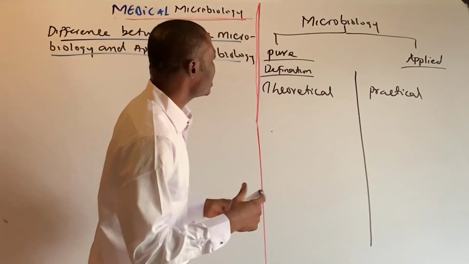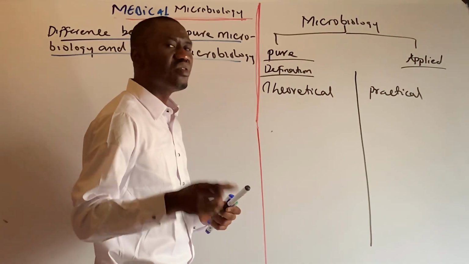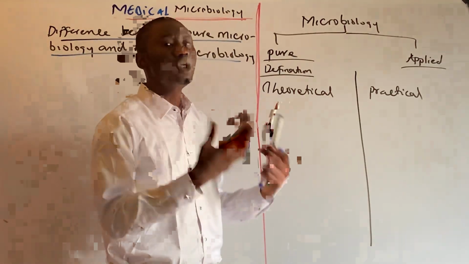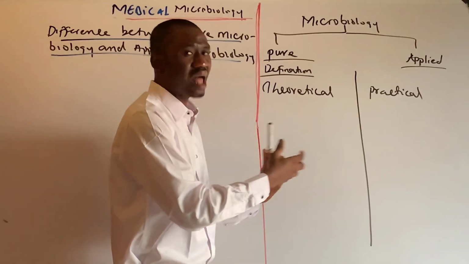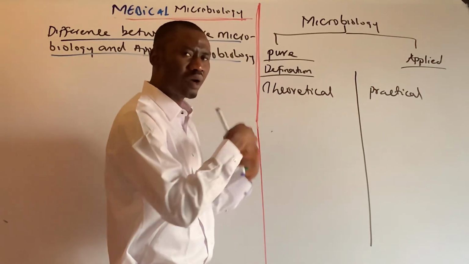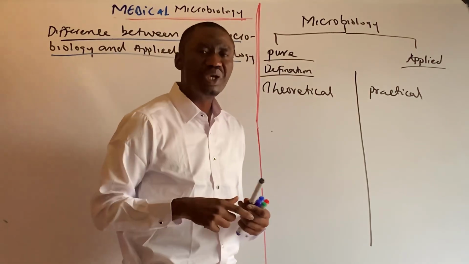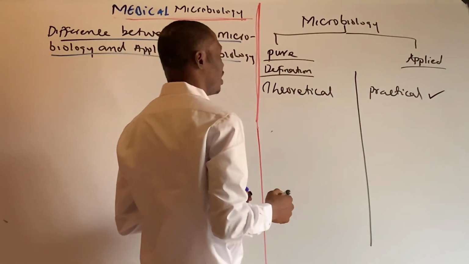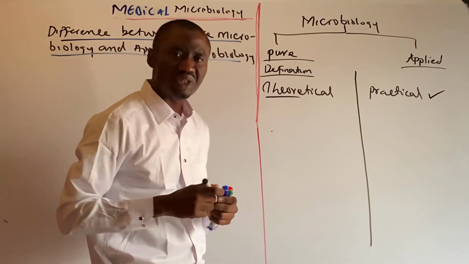Now, applied or practical microbiology is simply the aspect of microbiology that focuses on using the knowledge and concepts gotten from pure microbiology to solve real-world problems. That's why we can say this one is practical, this one is theoretical.